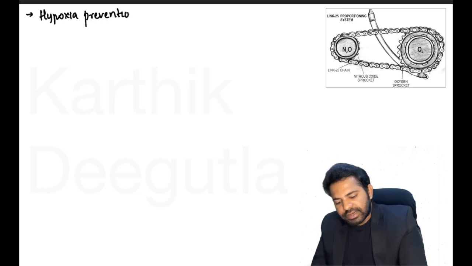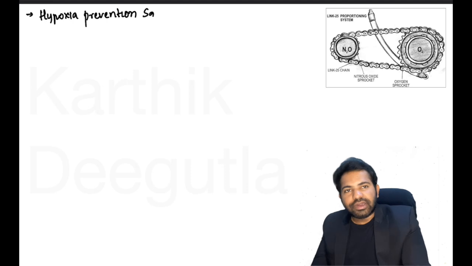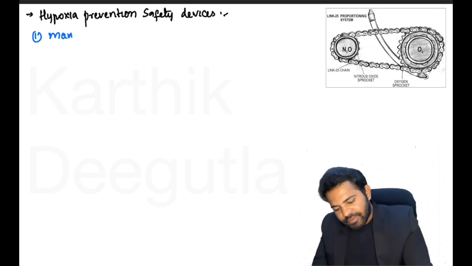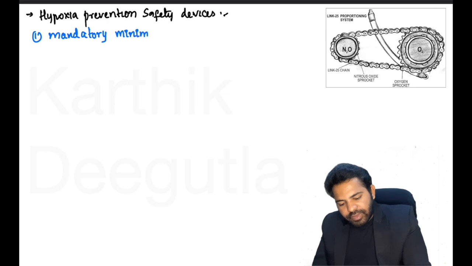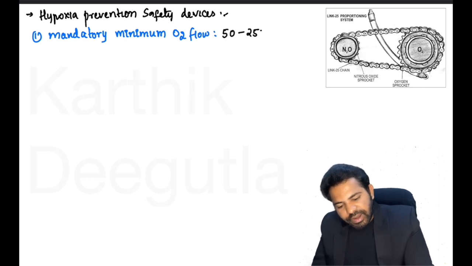Now what are the hypoxia prevention safety devices available in your anesthesia machine? One thing is the mandatory minimum oxygen flow, which is 50 to 250 ml per minute.